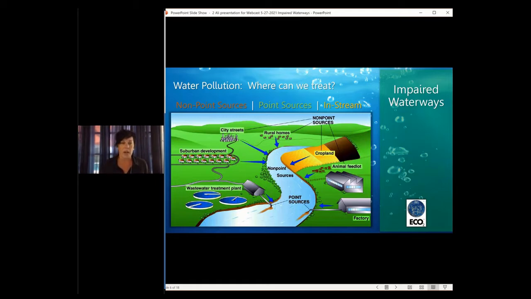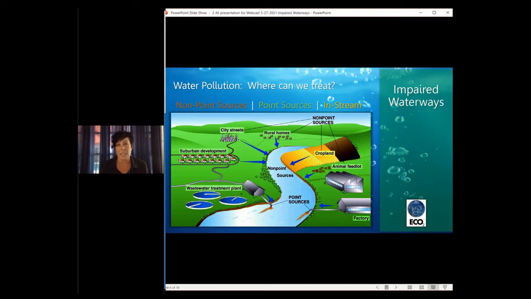Those would be point sources, and those are things that are regulated and could possibly be controlled. Hopefully they are controlled. Non-point sources include stormwater runoff, agricultural runoff, animal feedlot runoff, but the word runoff indicates that these are non-point sources, and they are very difficult to control without significant infrastructure changes or changes in practices for farming or development and stormwater runoff.